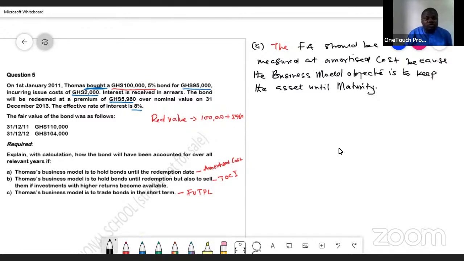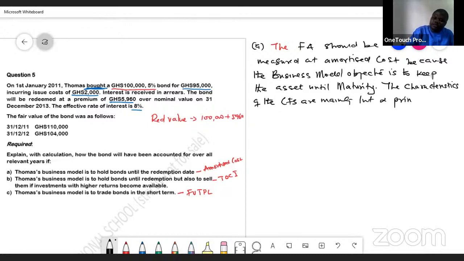It also meets the contractual cash flow test. That is the characteristics of the cash flows. The characteristics of the cash flows are mainly interest and what? Principal. In fact, you must meet the two conditions concurrently.